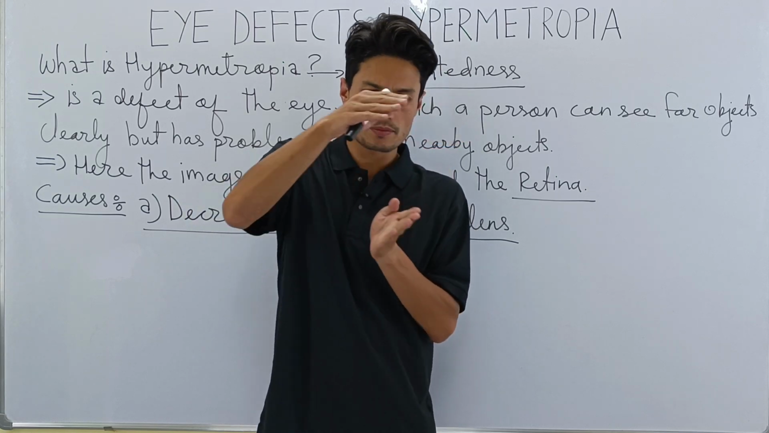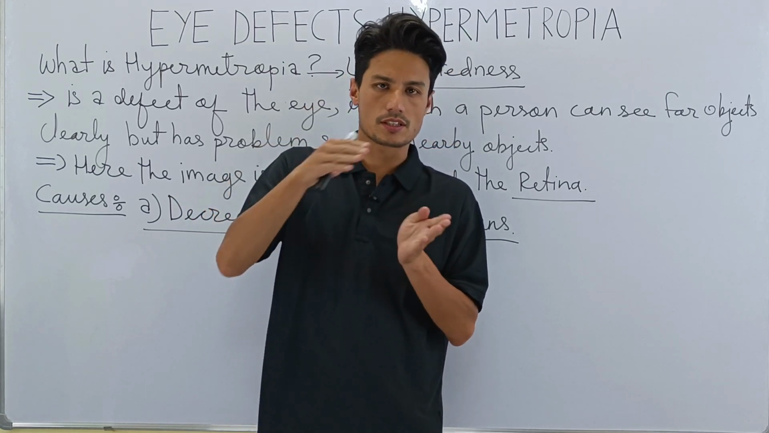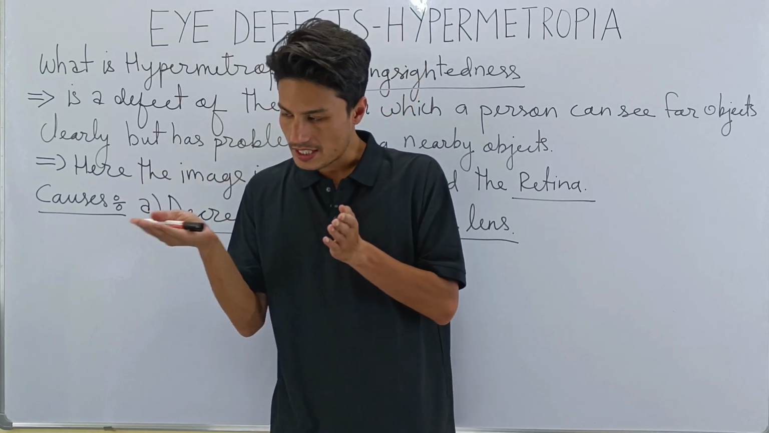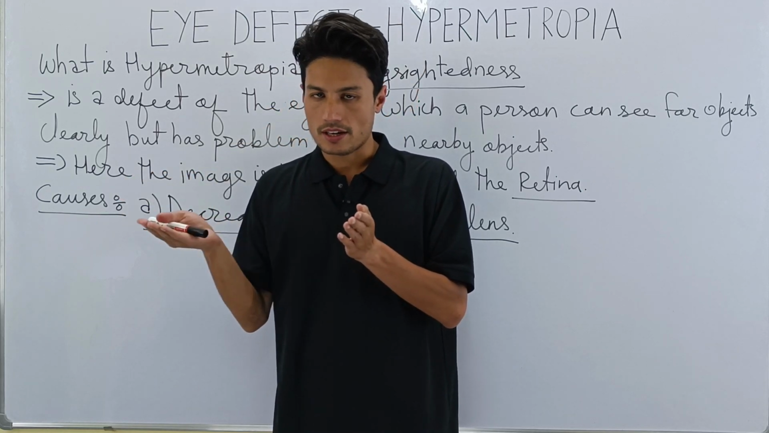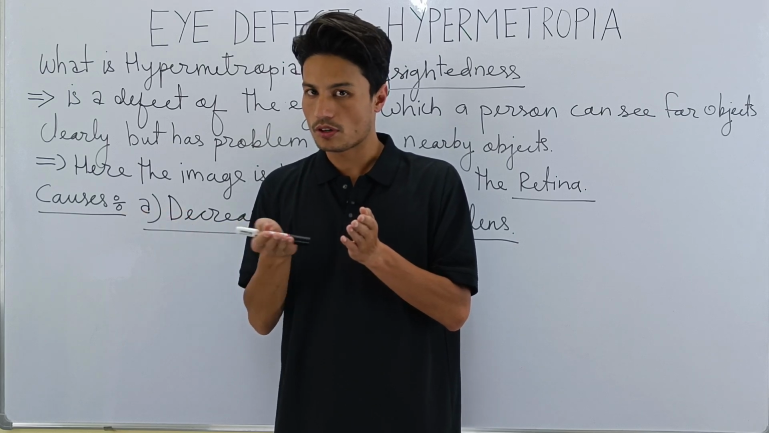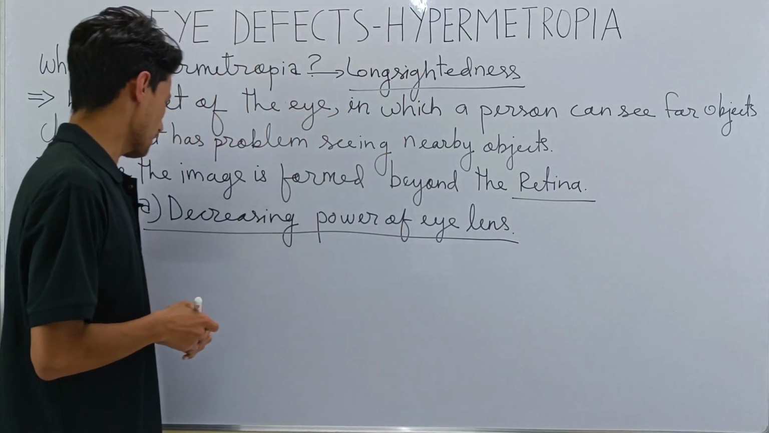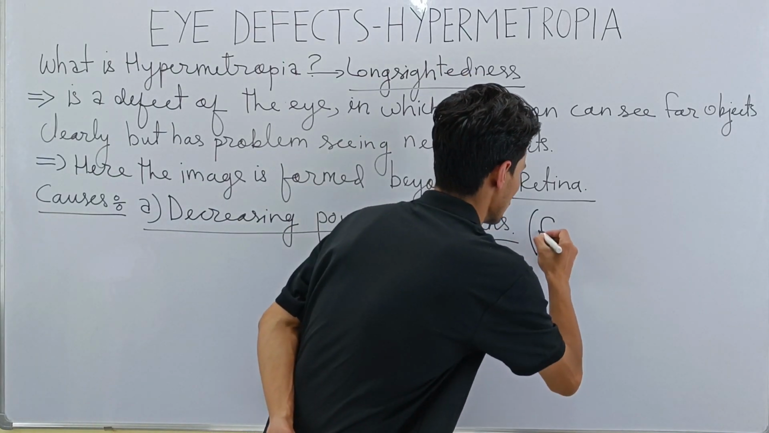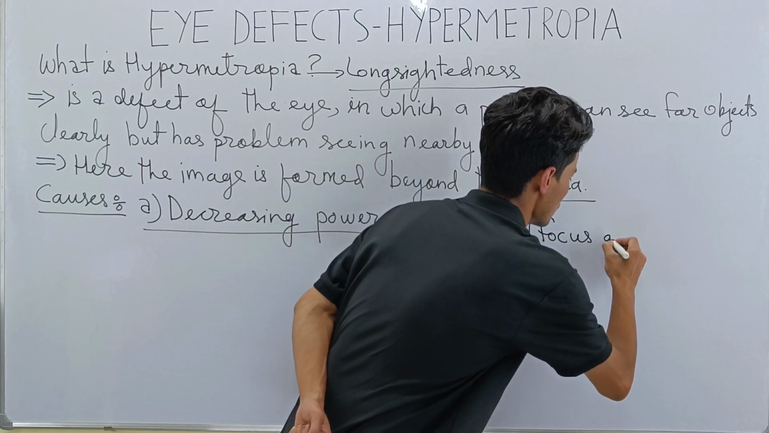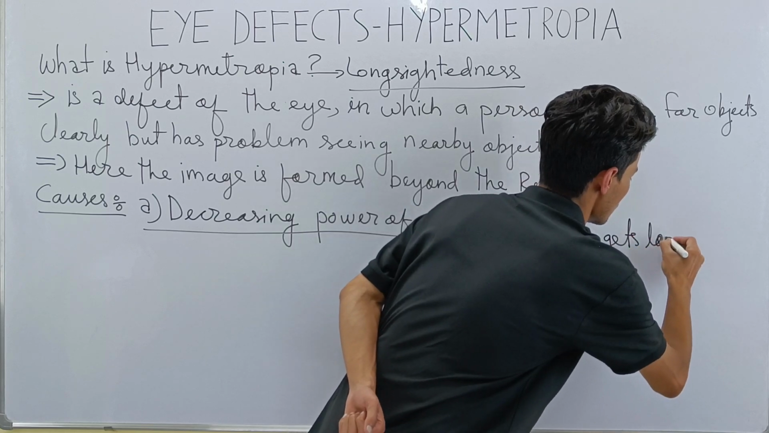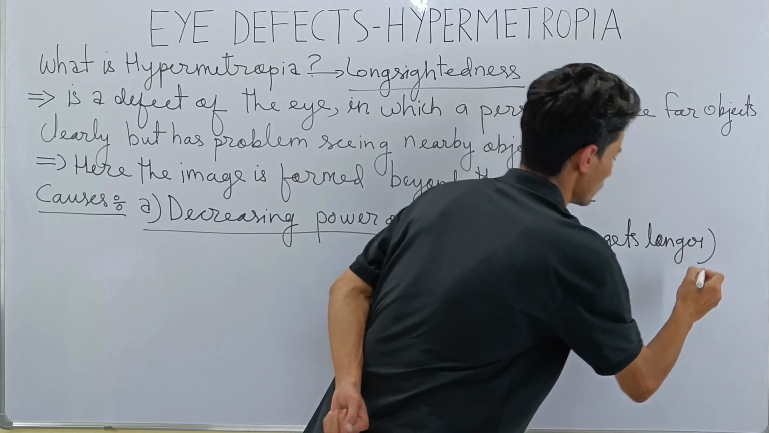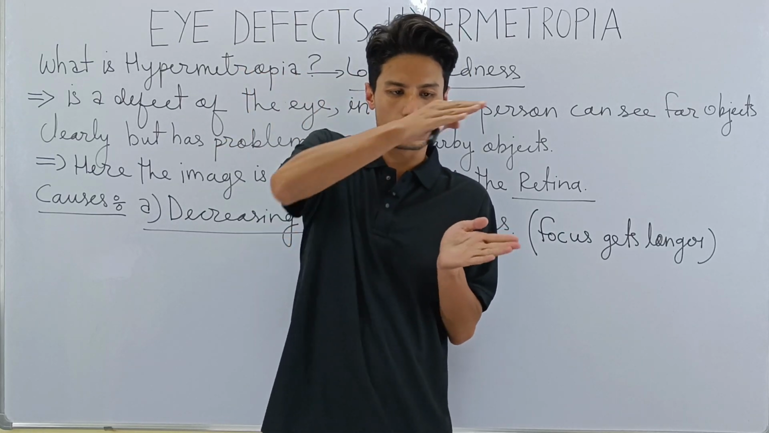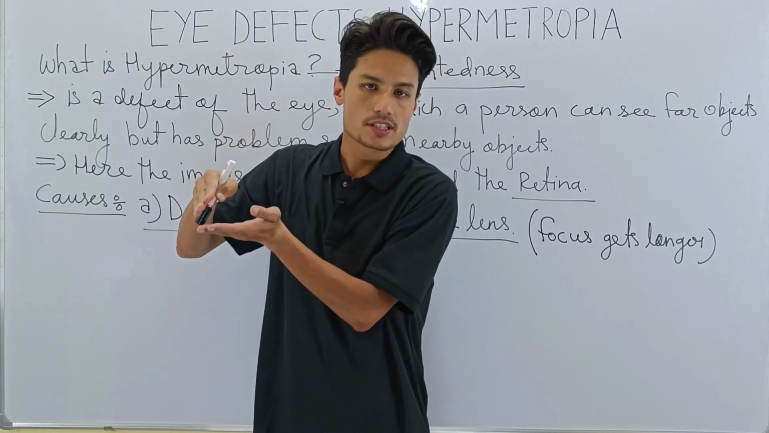Not being able to bend the light rays, what will happen? The light rays will take more time, and thereby the focus is extended. So here we have long focus, the focus gets longer. So in hypermetropia, we can say focus gets longer. Now how did the focus get longer? The focus will get longer when the lens is not able to converge the rays quickly.